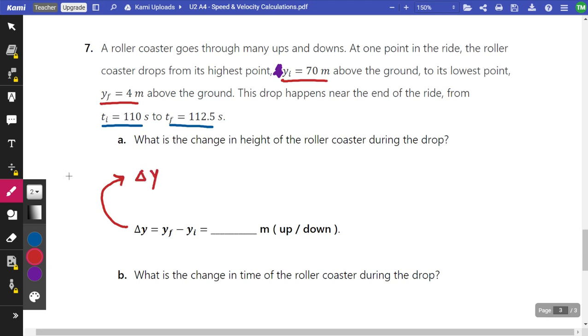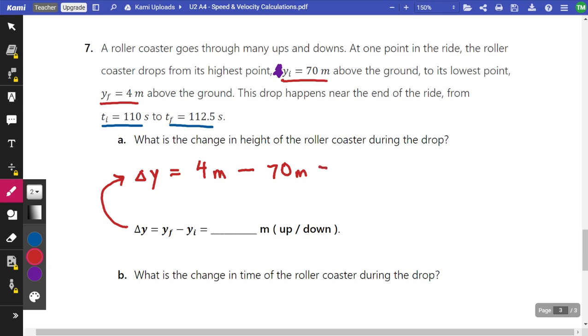So our change in our vertical distance, aka the displacement vertically, is going to be 4 meters minus 70 meters, where we started. Okay, that's our final minus our initial. This should give us the difference between those, how far the roller coaster traveled between that 70 meter point and that 4 meter point.